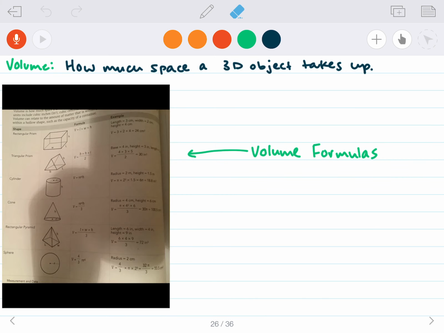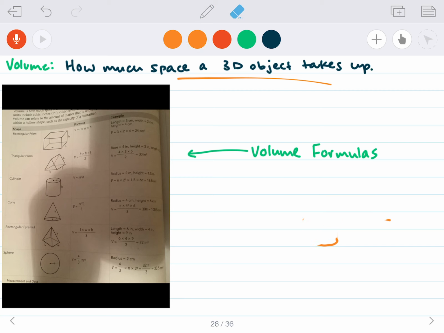We have volume. Volume is a three-dimensional concept. So volume is how much space a 3D object takes up. So if you have a can of soda and you're finding the volume of this can, trying to figure out how much stuff fills up the can, in particular, how many little cubes can fit in a can. That's what we're asking ourselves with volume.